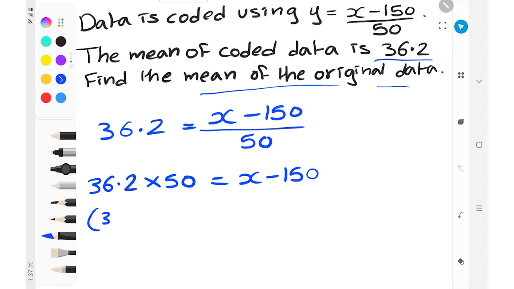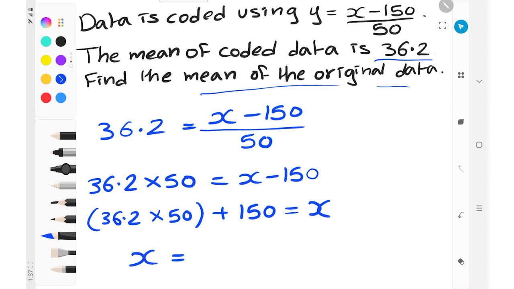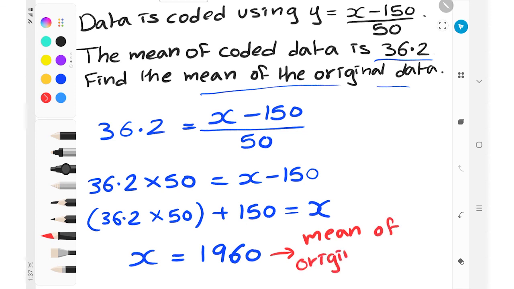Then I will do the same in a bracket: 36.2 multiplied by 50 plus 150 equals x. So my x will be 1960. This is my original mean. This is the mean of the original data.